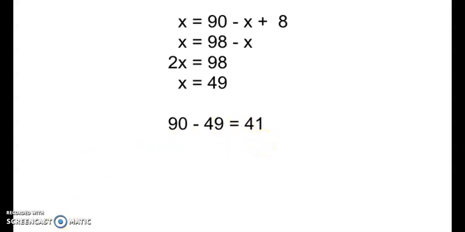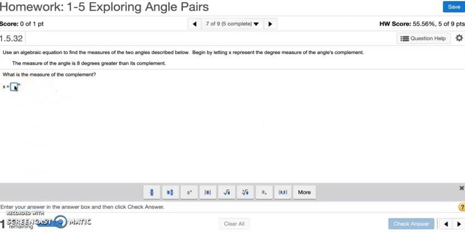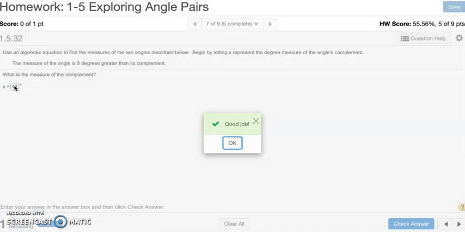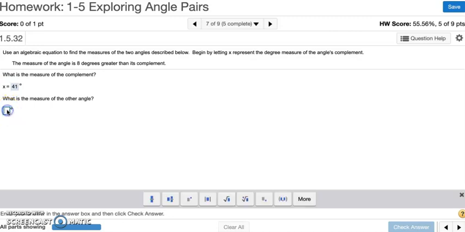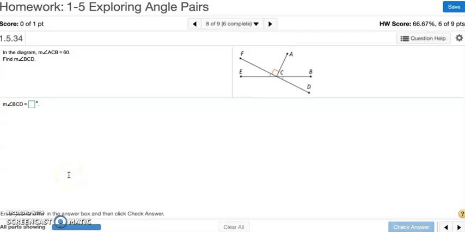So let's type that in. It wants the measure of the complement first, which is 41. And then the measure of the other angle is 49. And that's number 7. Number 8, it says in the diagram, the measure of angle ACB is 60 degrees.